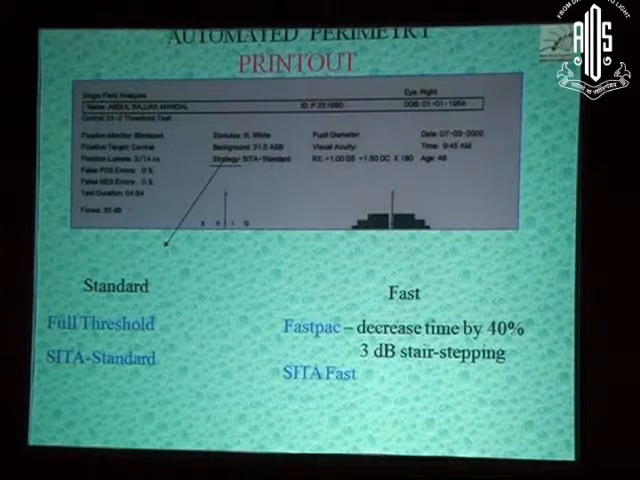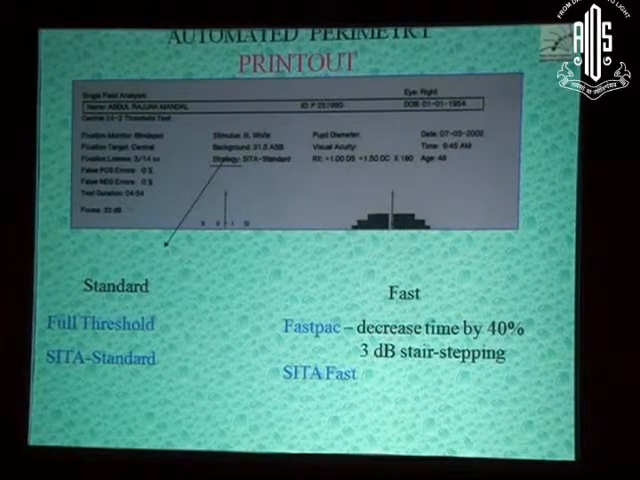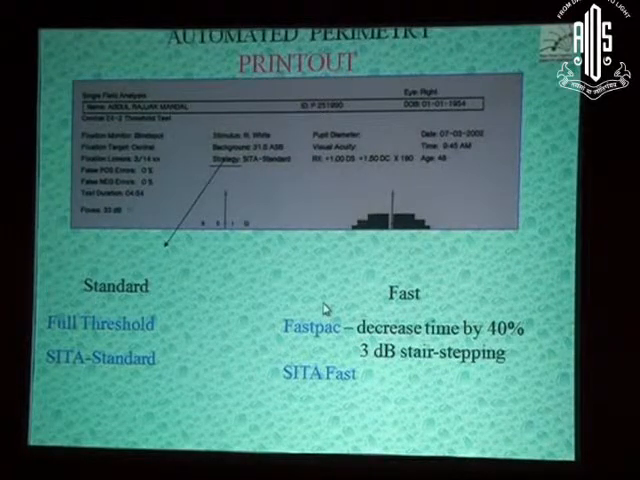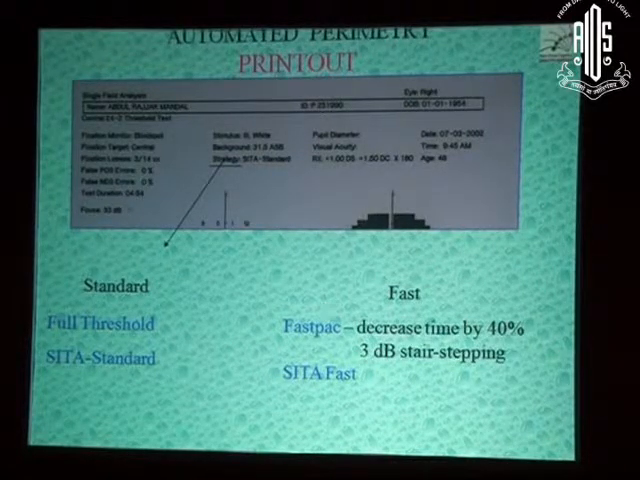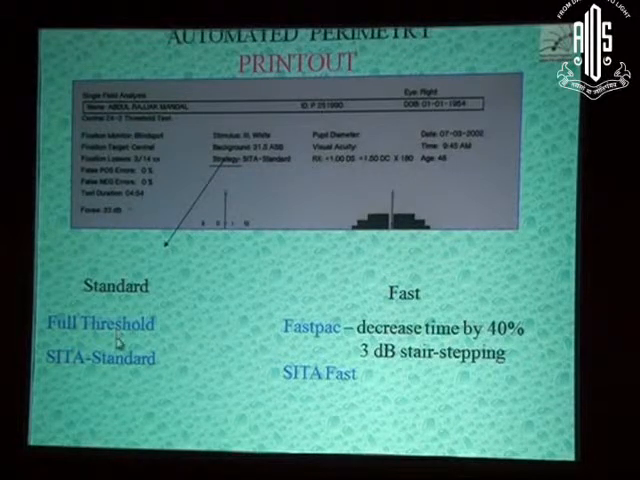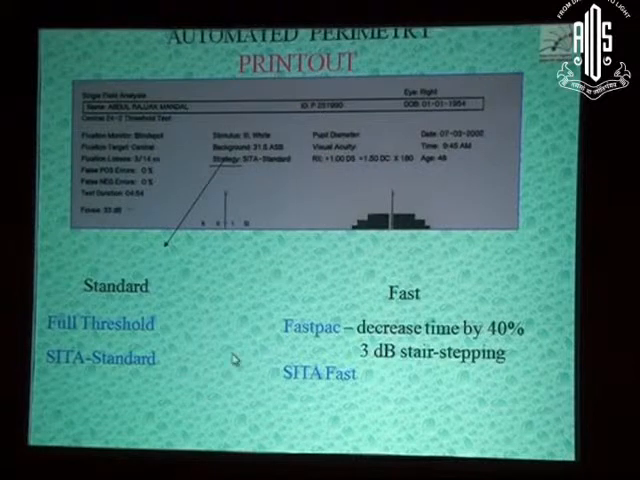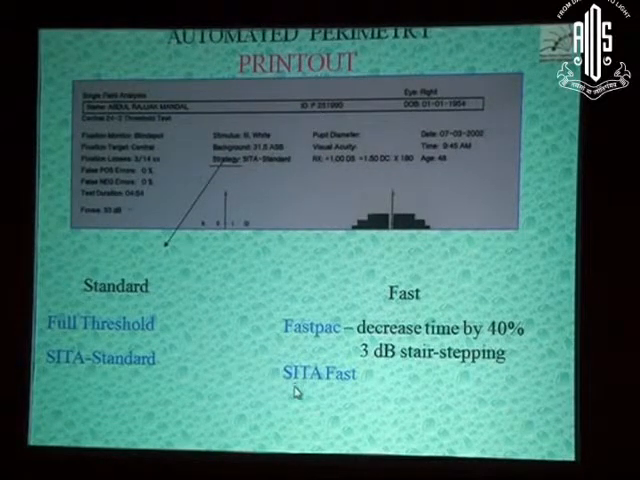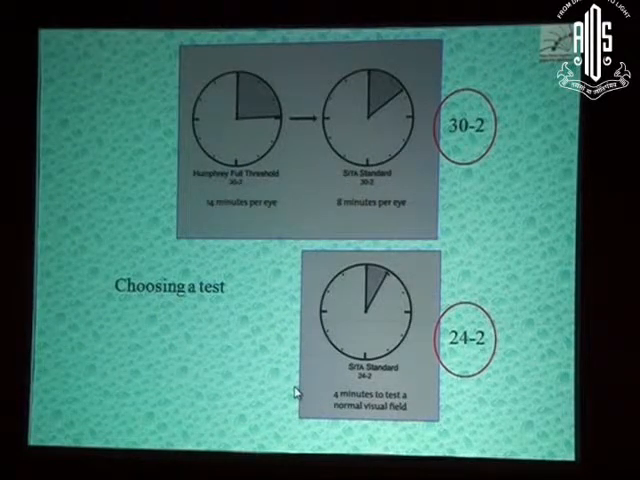A few more things you should know: what is the strategy? Specifically, there are 2 types of strategy. One is standard and the other is fast. This is basically just for time management. In standard, there are 2 types, full threshold and SITA standard. In the fast strategy, the program is SITA Fast. Just choose the test which one you should do.